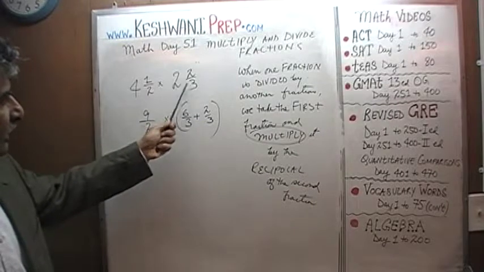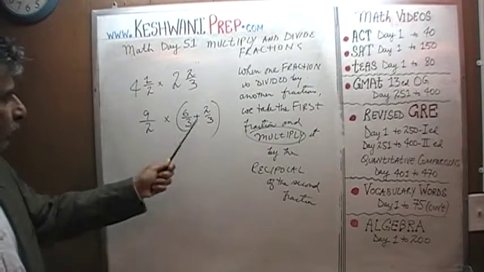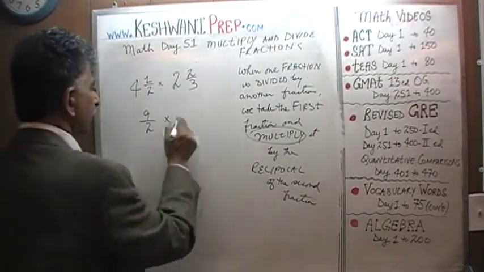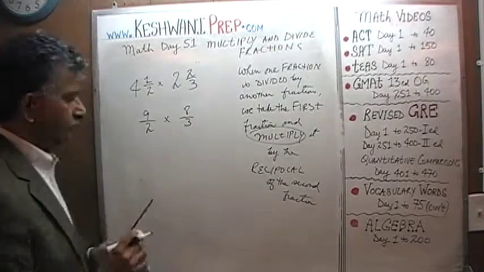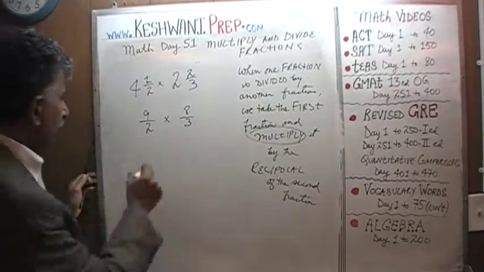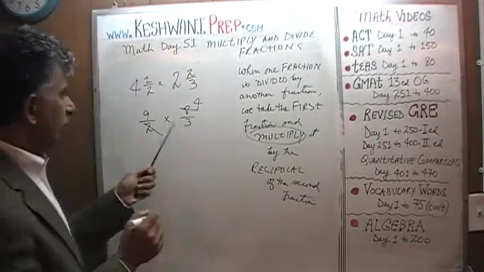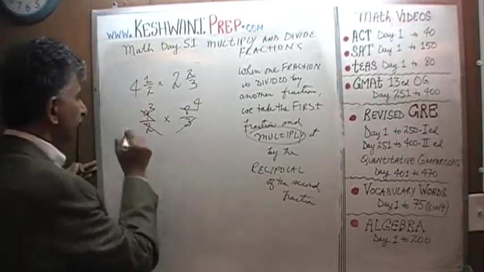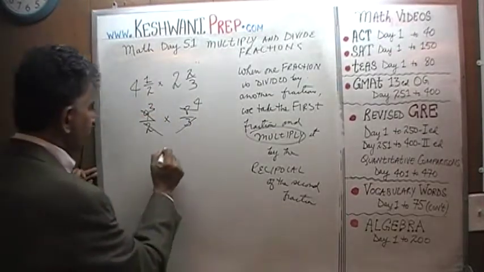That's where we get 6 from. 3 times 2 is 6, plus 2, which gets 8 over 3. So this becomes 8 over 3. The rest is very simple. Divide top and bottom by 2, 2 drops out, 8 becomes 4. Divide top and bottom by 3, 3 drops out, 9 becomes 3. It's 3 times 4, which is 12.